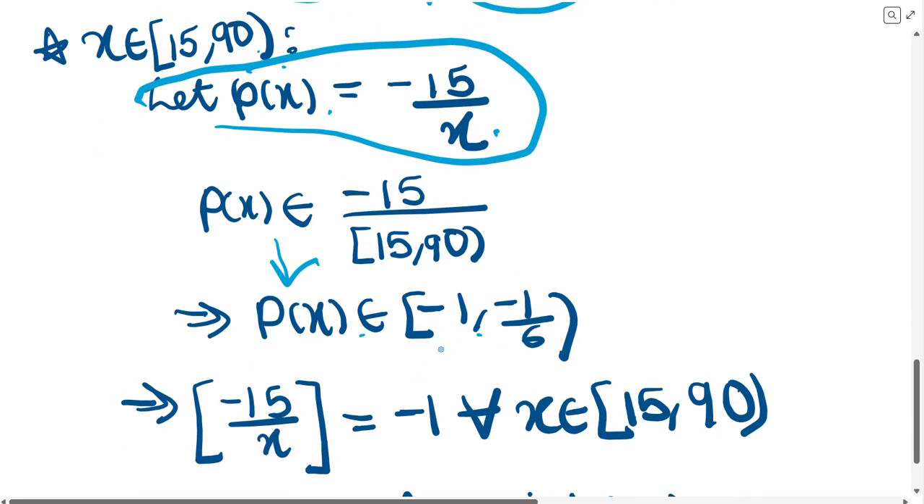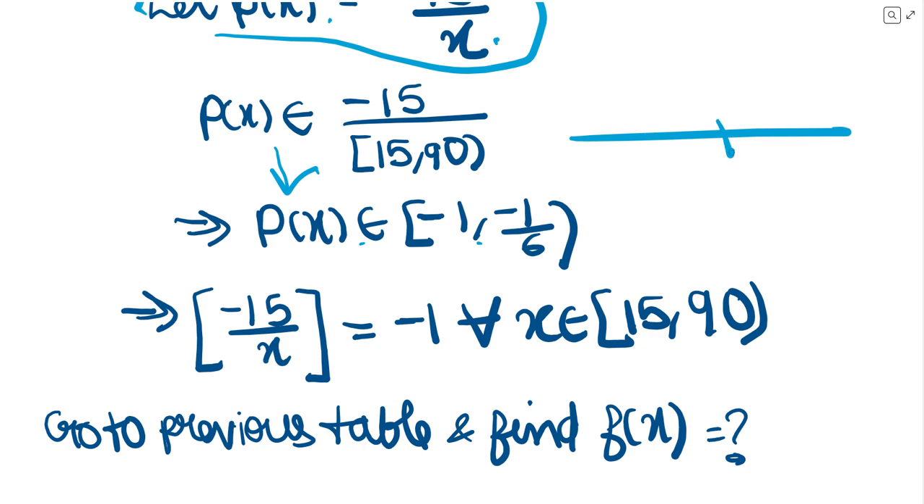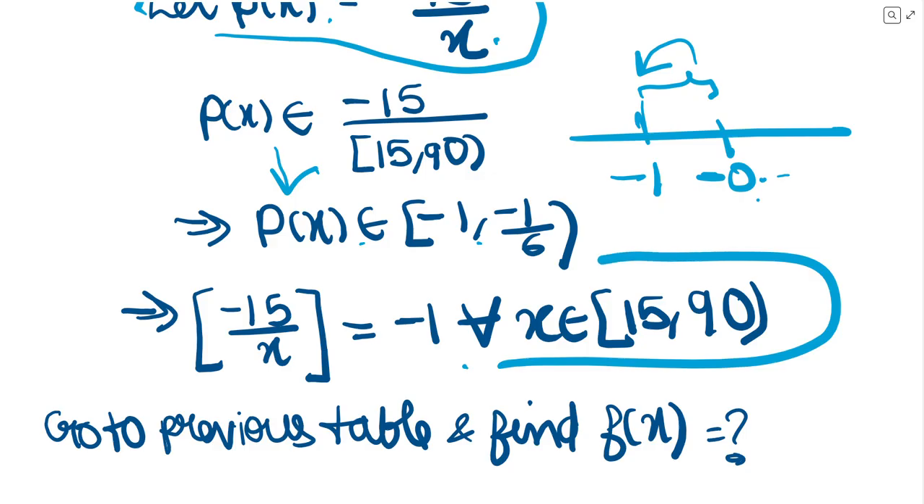In other intervals, this greatest integer is minus 1, right? Because if I substitute it in the number line, it is minus 0 point something, like this minus 1 by 6, and it is still minus 1. So the interval is still here only. Whatever value of x we substitute inside it, it is going to round down to minus 1, right? Greatest integer function. That means that the greatest integer of minus 15 by x is minus 1 for all values of x which are belonging between 15 and 90, including 15, right?